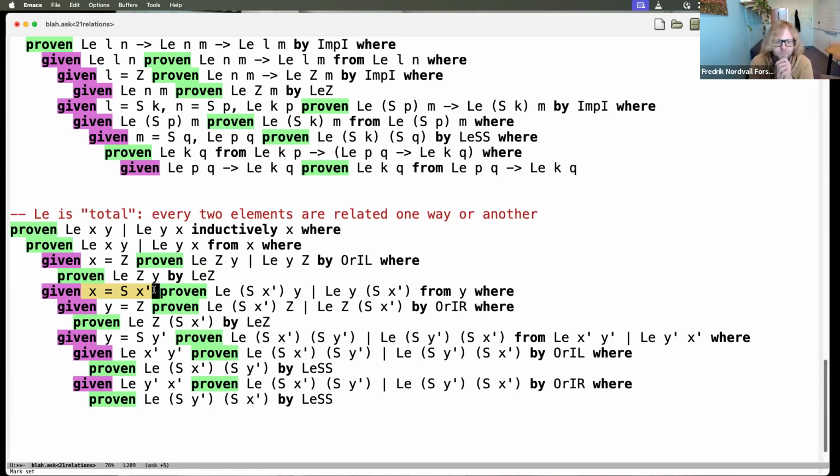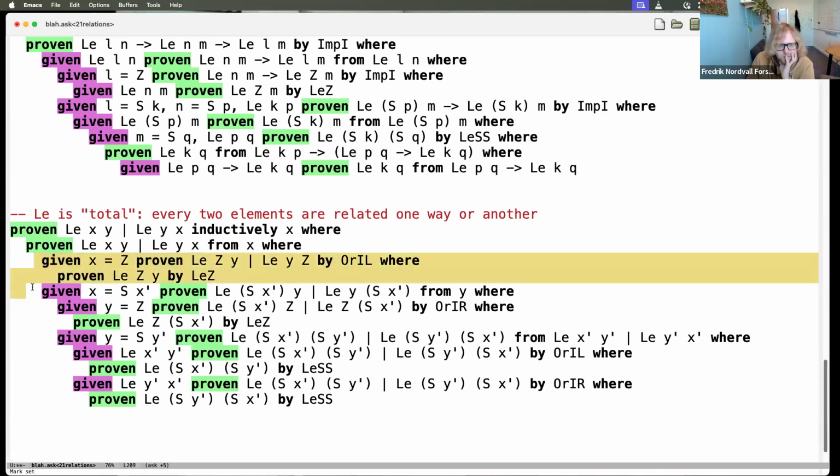And if Y is a successor, the jury's still out. So yeah, Fred's looking at Y to find out whether Y is 0 or not. And then there are 3 cases in this proof.